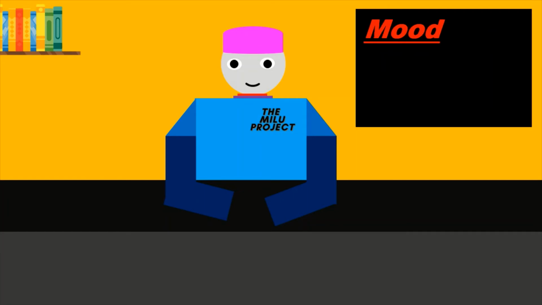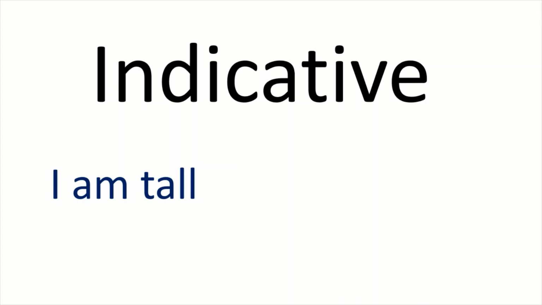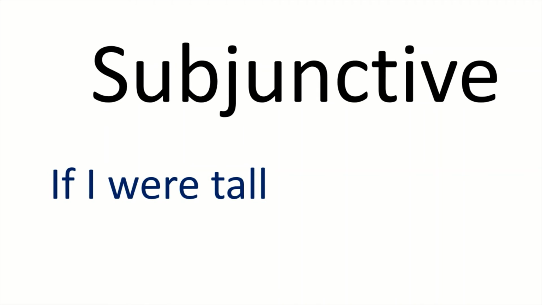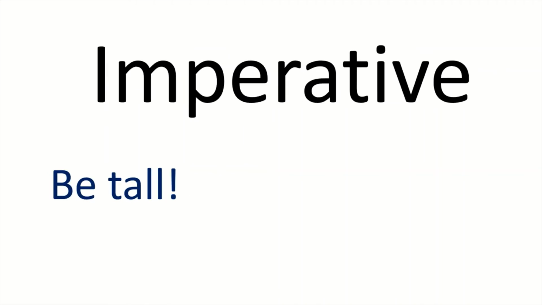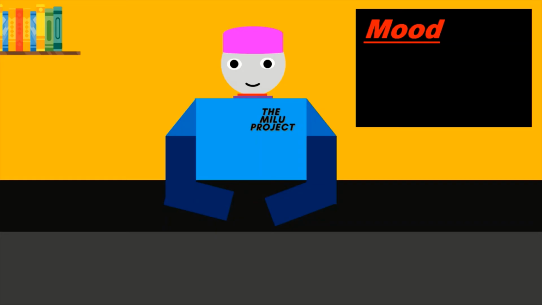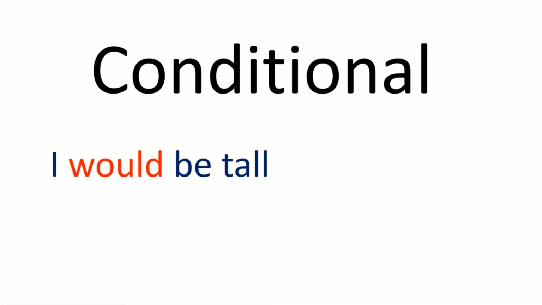Mood is a feature which allows the speaker to express their opinions about what they are saying. In English, we have the indicative mood, which expresses things that are true, the subjunctive, which shows things which are not true, and the imperative, which is used to command people. There is also the conditional, but it's only really a mood when using modal verbs.